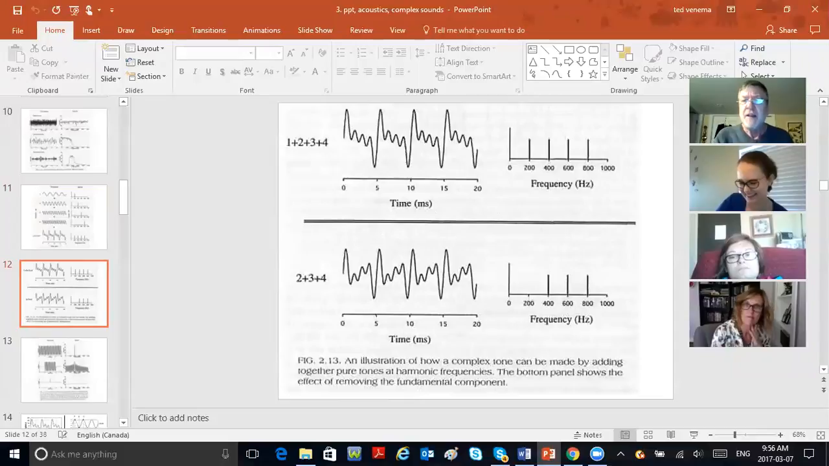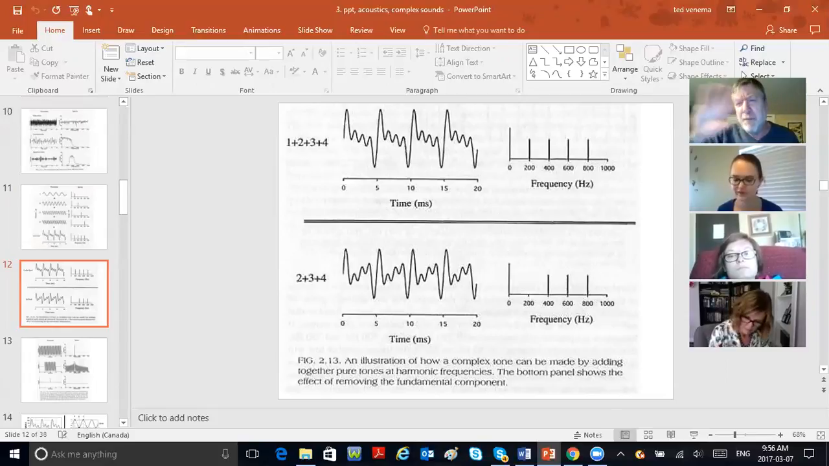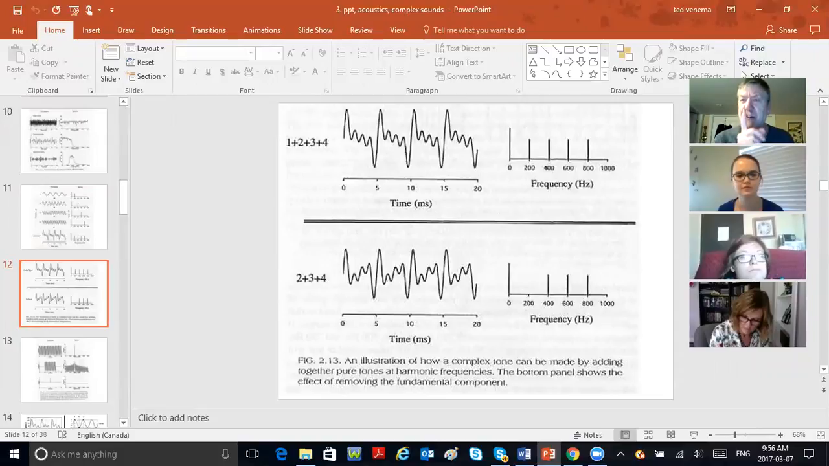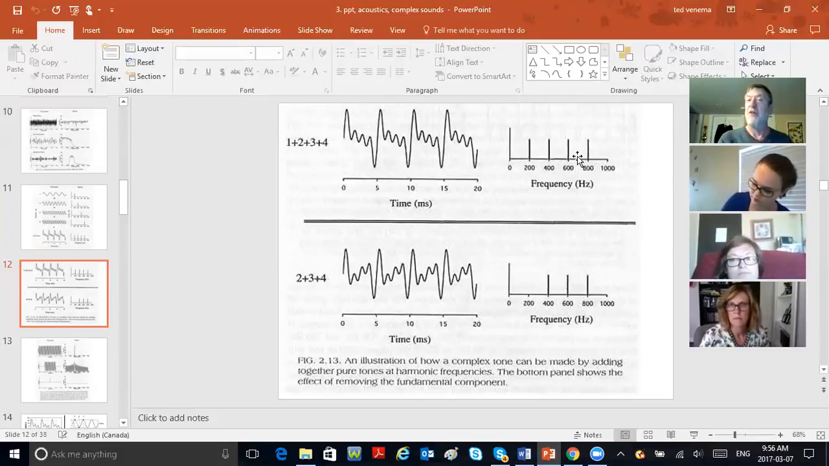Okay. You know what's really weird? And we're going to study this in weeks to come. We're going to pass this one. But this is the case of the missing fundamental. Check this out. Here's a complex wave with all 4 frequencies. Did you know that we can take out the fundamental frequency?